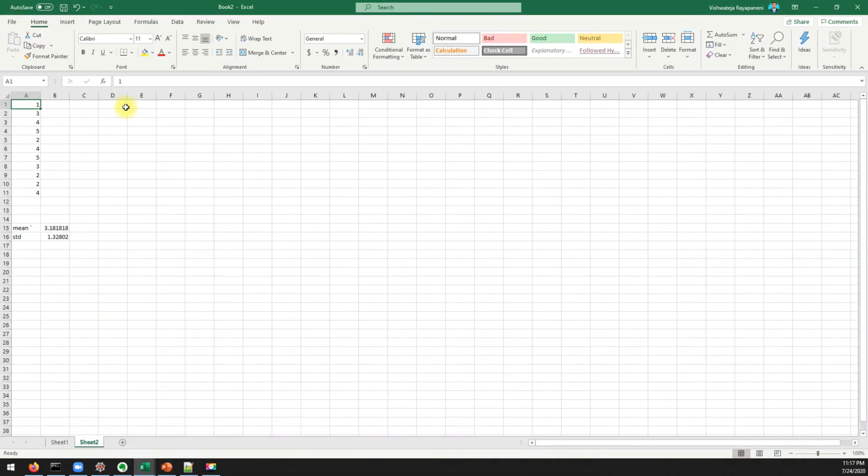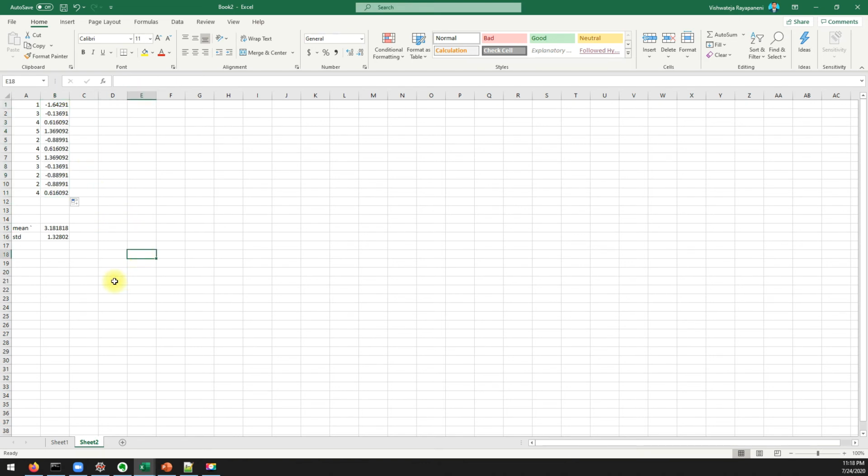What is my x? This. x minus my mean, 3.181818, divided by my standard deviation, 1.32802. And let's do it for the remaining values.